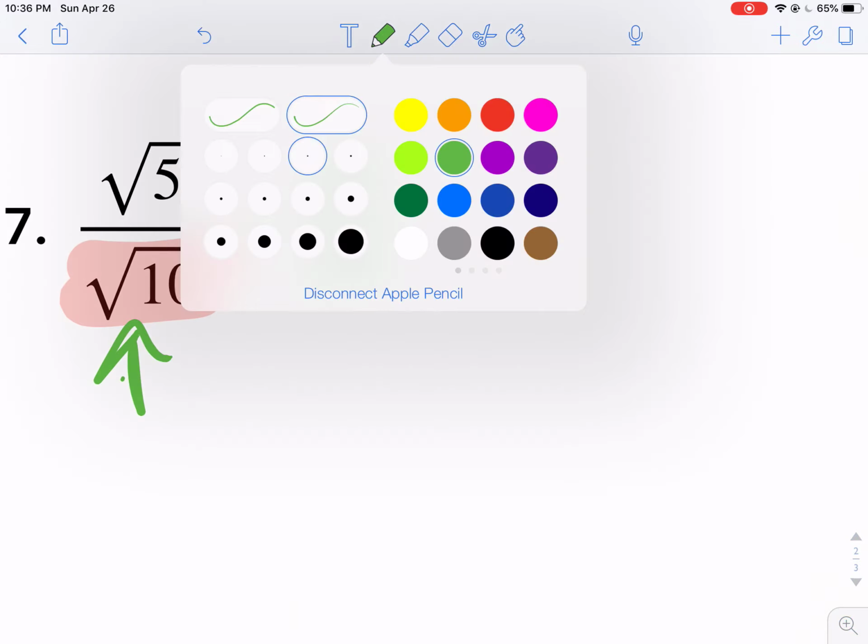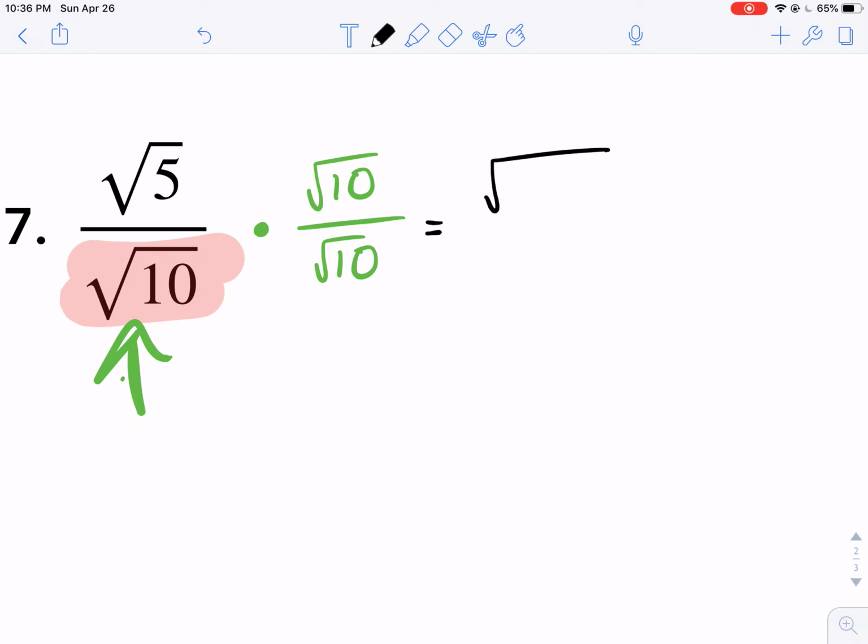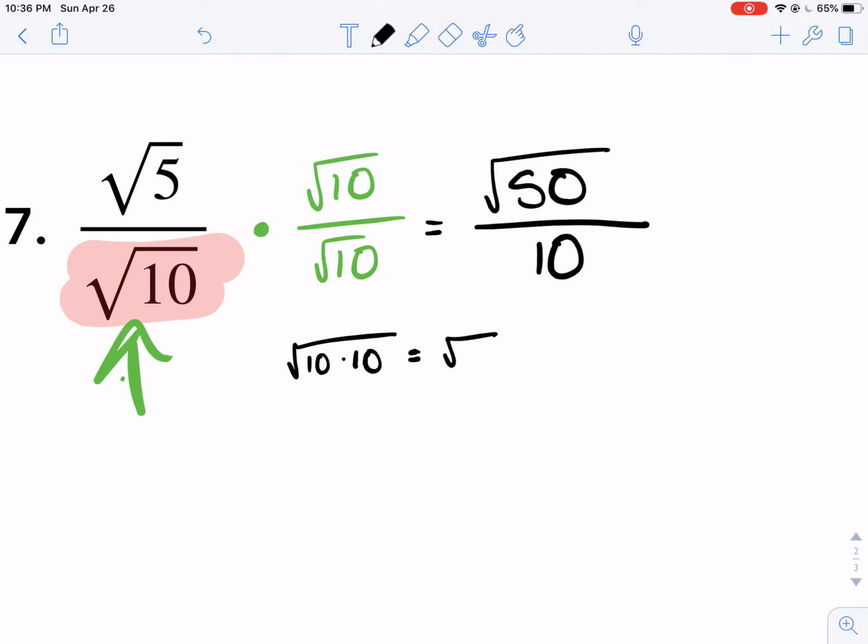Cool. So on the top, that will give us the square root of 5 times 10, which is the square root of 50, all over the square root of 10 times the square root of 10, which is 10. Yay! This is because we get the square root of 10 times 10, which is the square root of 100, which is 10. Super duper.